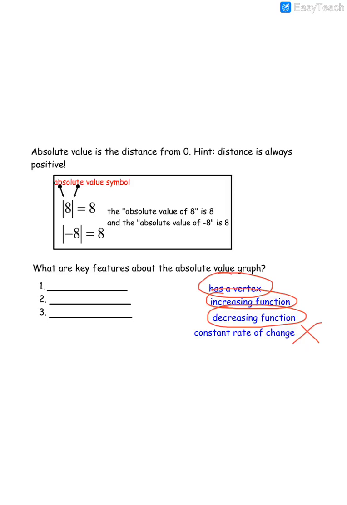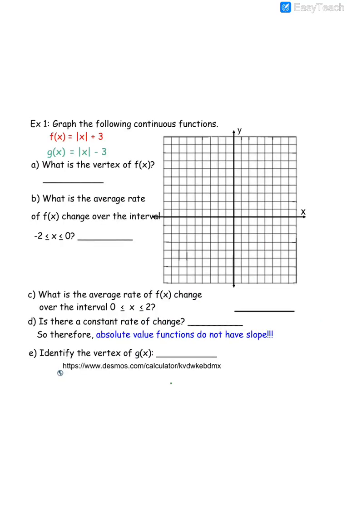All right, so let's try and play around with some of these graphs. So we're going to graph the following continuous functions. If it's continuous, it means it's going to be connected. Hopefully you remember that. And we will see what these look like, okay?